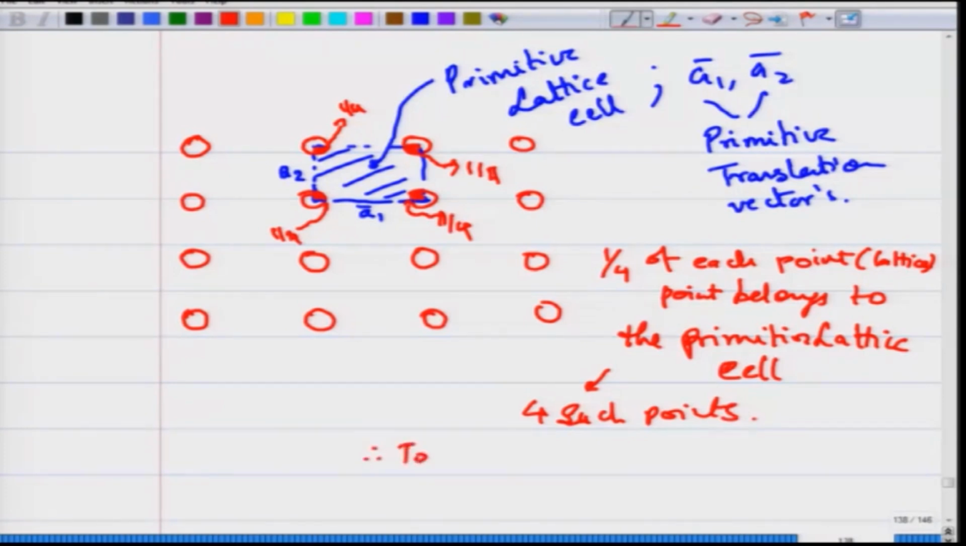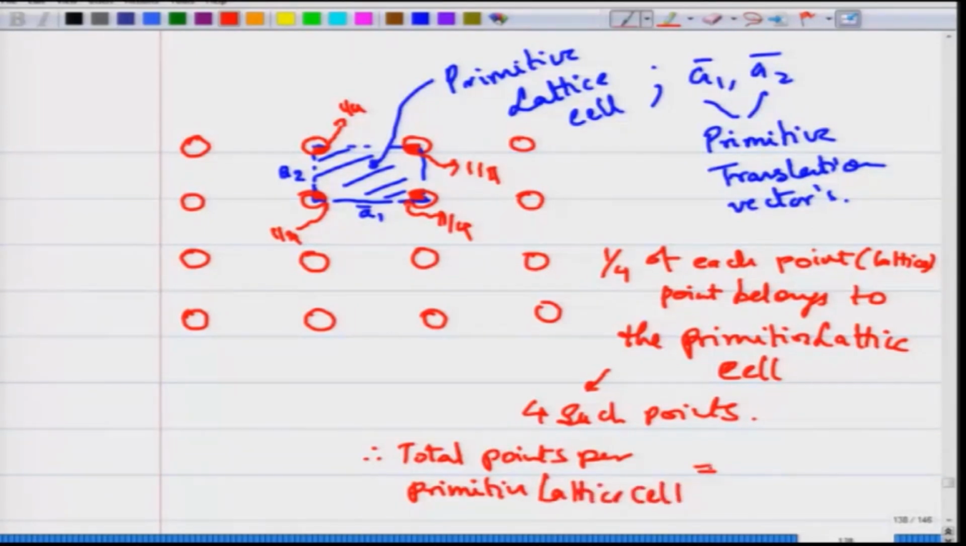So, therefore, the total point per primitive lattice cell is 4 into 1/4 of a point, which is 1 point. So, there is only one lattice point that you can define per primitive lattice cell, and that is the characteristic of this primitive lattice cell, that you have one lattice point per primitive lattice cell.